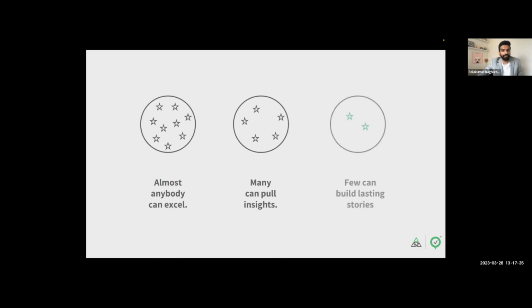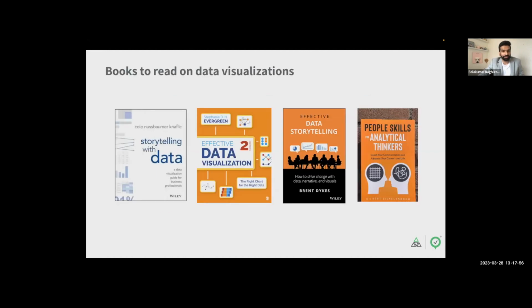So this is something that I look at: anybody can excel. I've seen a lot of people pull really good insights. And I've only seen very few people do really good presentations that are memorable, right? You can build those lasting stories, right? So that's what we want to be. We're probably somewhere in the middle right now. So we want to be in a position where we're creating lasting stories, right?